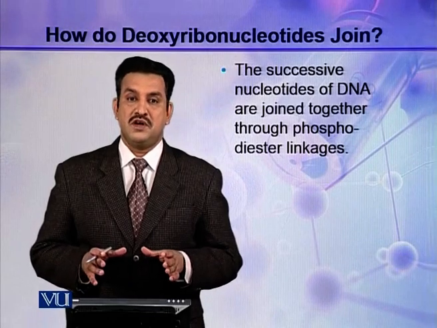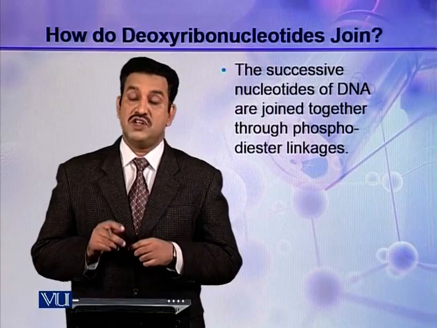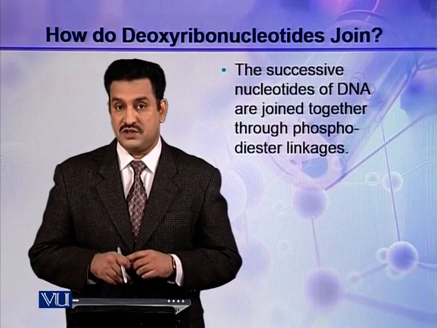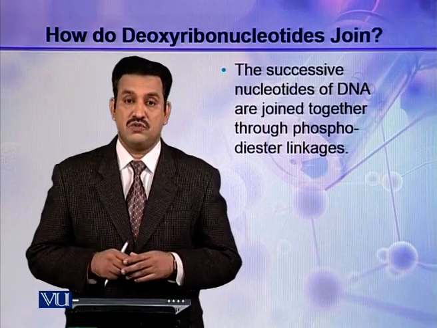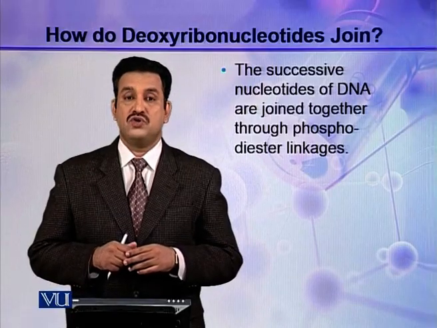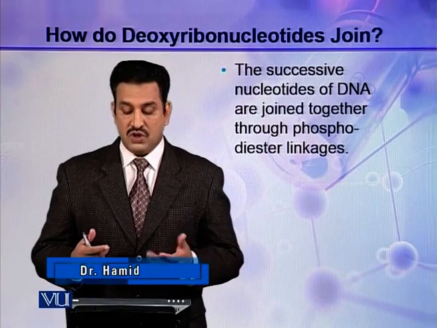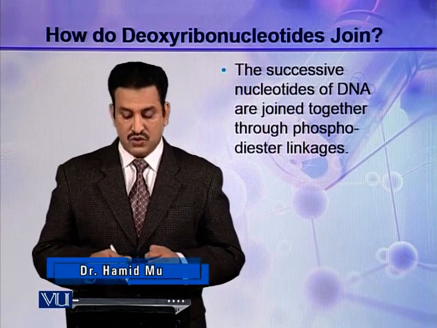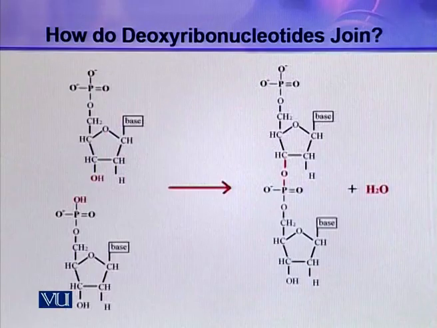So as you have seen, a nucleotide is made up of three components, but a DNA molecule is a polymer of these deoxyribonucleotides. Then the next question arises: how are different deoxyribonucleotides joined together to make a polymer of DNA, a polynucleotide? The successive nucleotides of DNA are joined together through phosphodiester linkage. How is this phosphodiester linkage formed and what type of linkage is this?